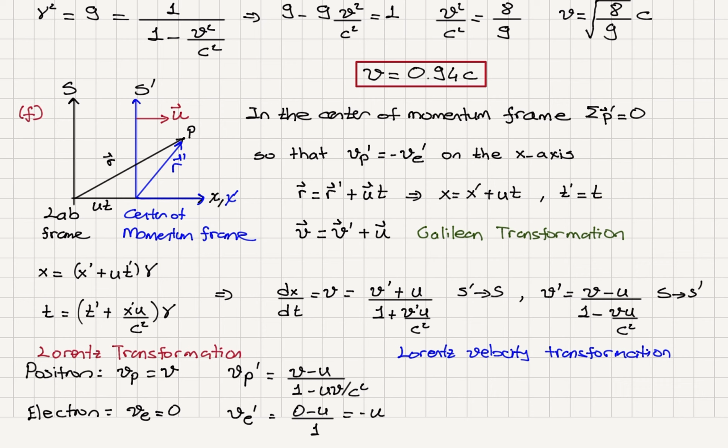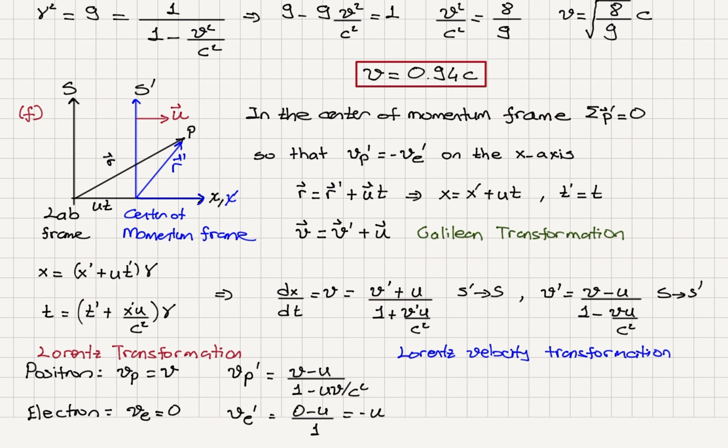If we take the time derivative dx/dt and take this into dt prime parentheses, we find the proper Lorentz velocity transformation. v equals v prime plus u over 1 plus v prime u over c squared. And for the transformation from S to S prime reference frame, this becomes v prime equals v minus u over 1 minus vu over c squared.